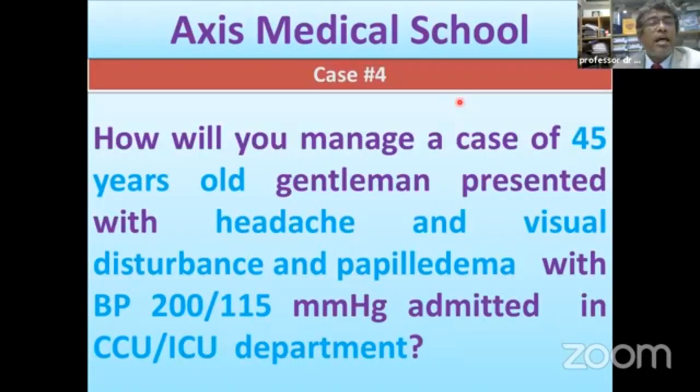This is another case, case 4. So how will you manage a case of a 45-year-old gentleman presented with headache and visual disturbance and papilledema with blood pressure 200 over 105, admitted in the CCU ICU department.